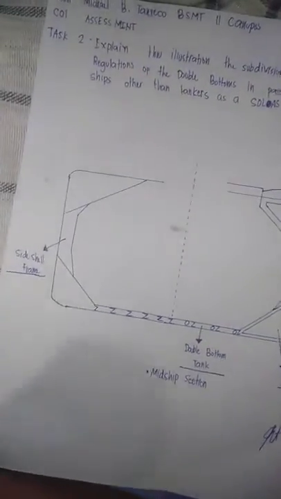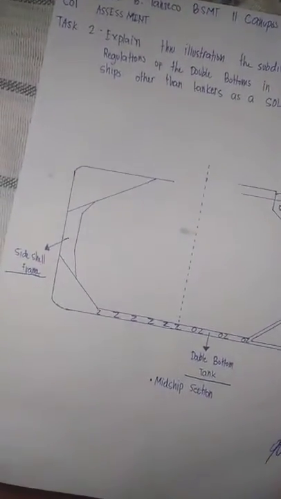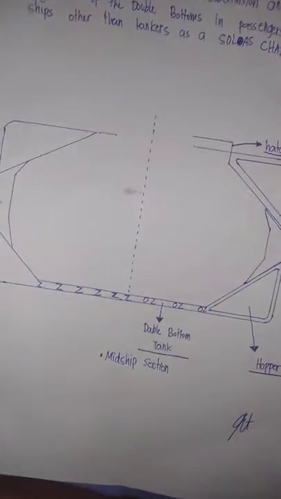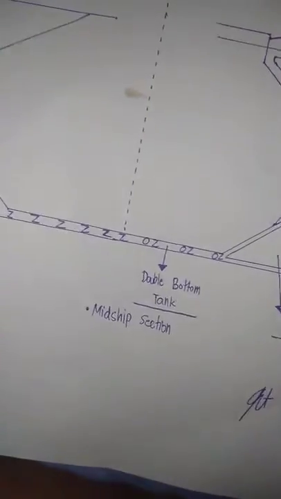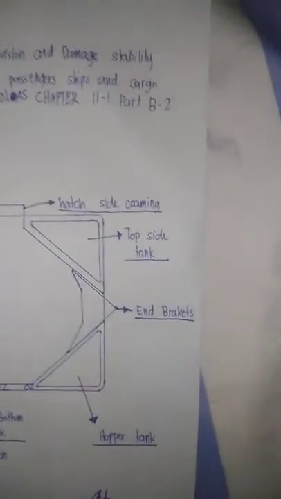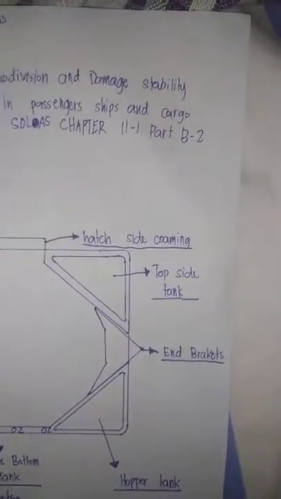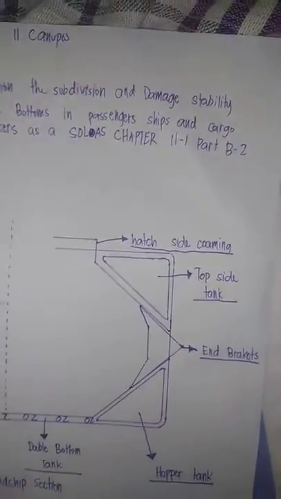So this is the side shell frame and the double bottom tank, the hopper tank. This is the midship section and the end bracket, top side tank and the hatch side coaming.